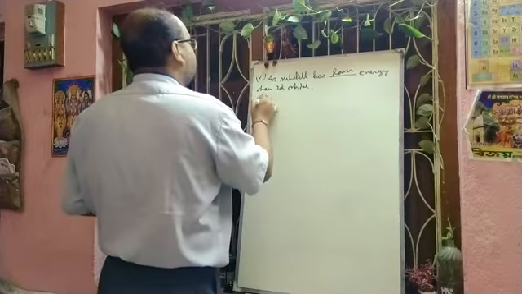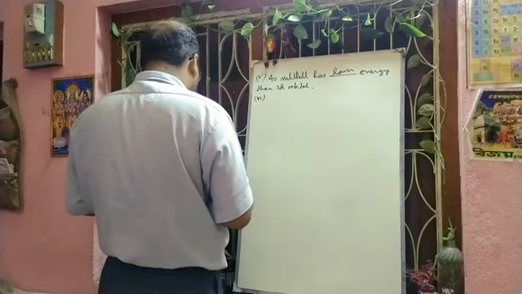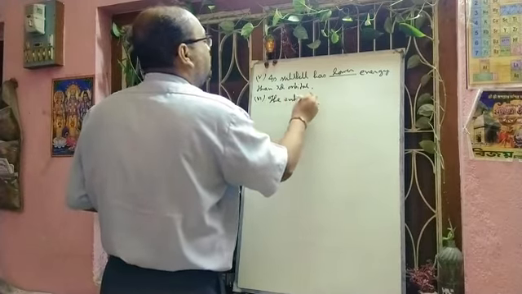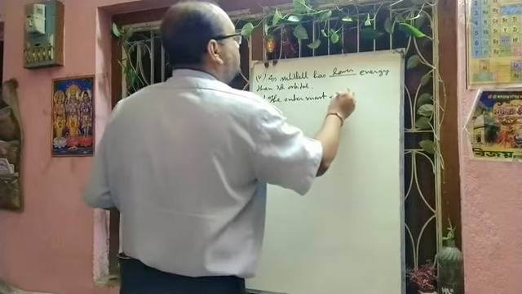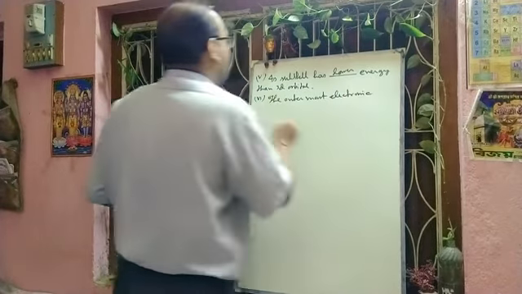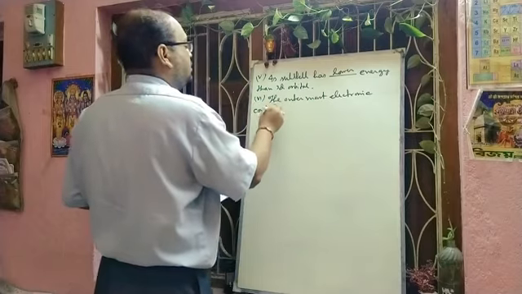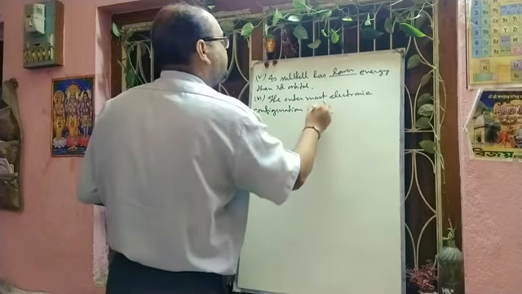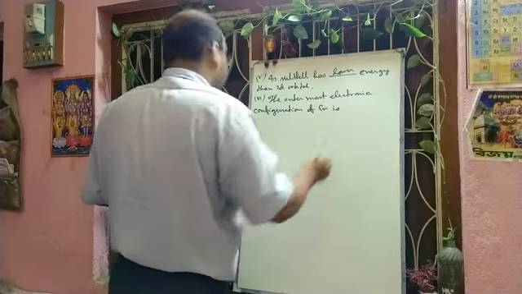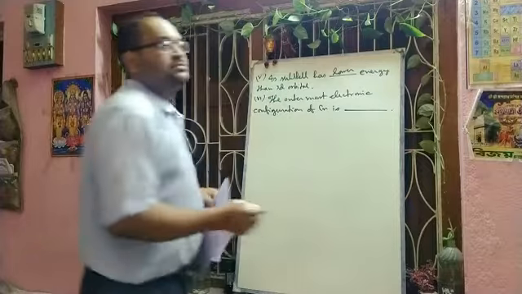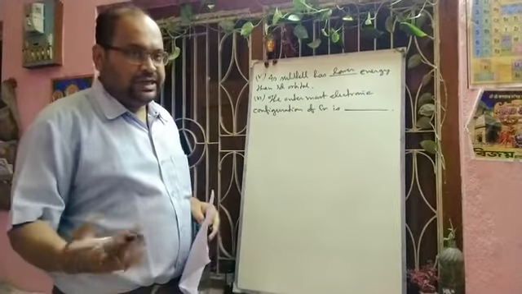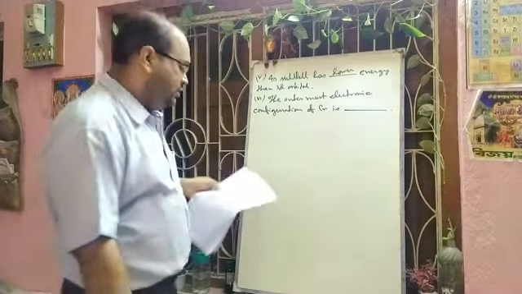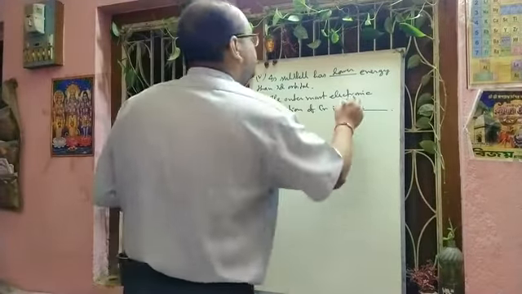Next question from the structure of atom, the outermost electronic configuration of chromium is dash. So here we know that half filled orbital is always stable, okay, and fully filled orbital is highly stable. So here it will be 3d5 4s1.